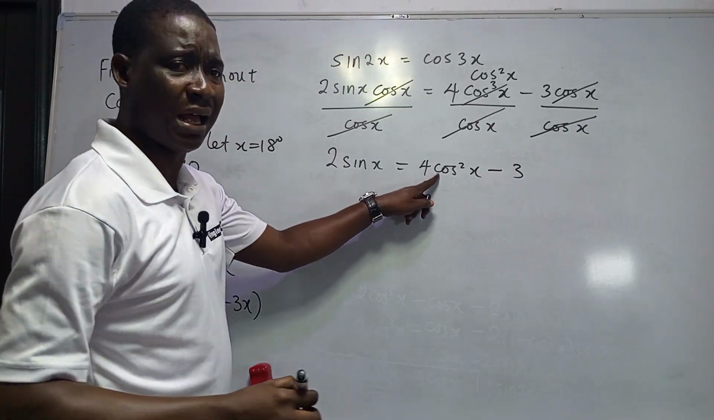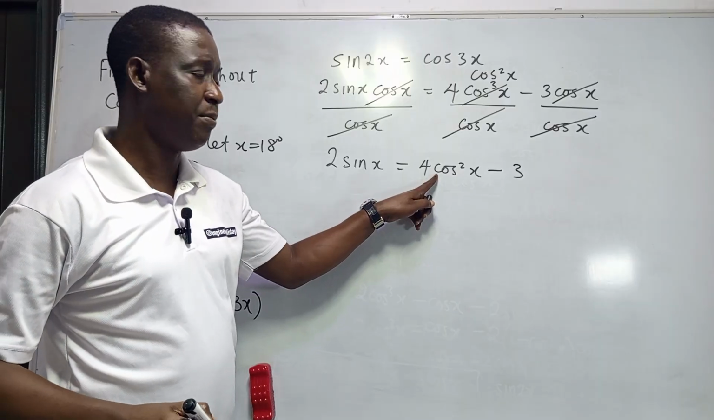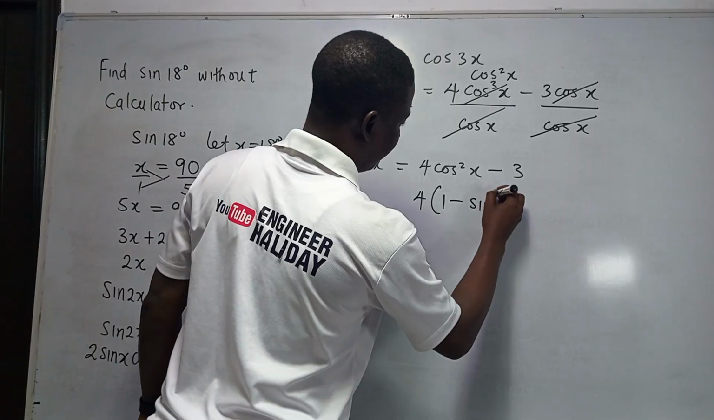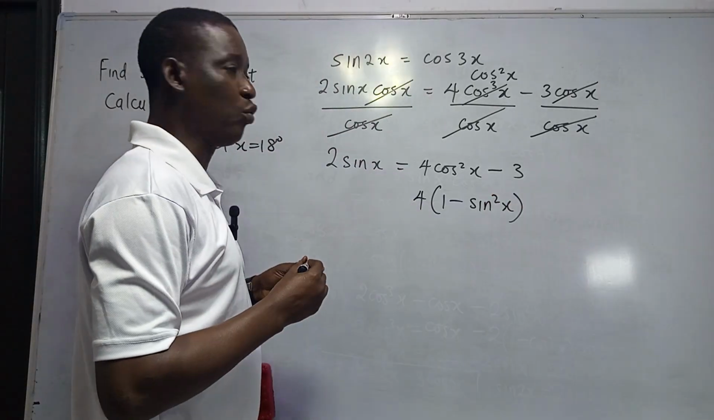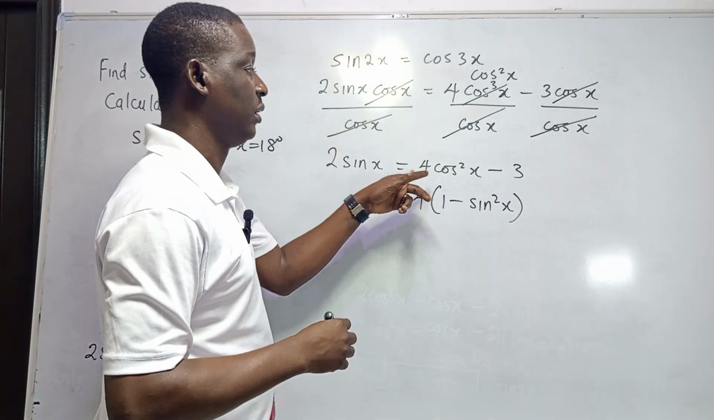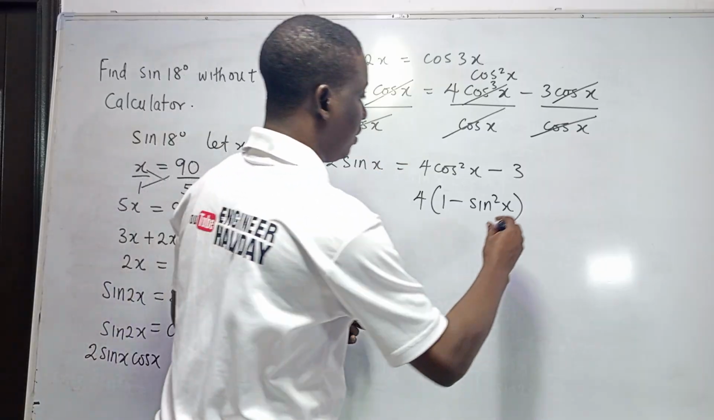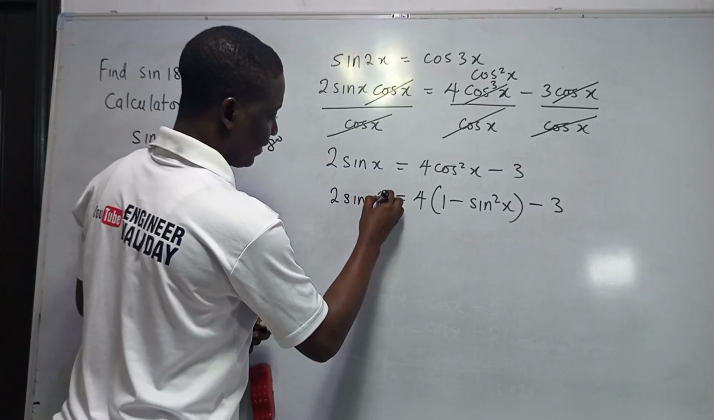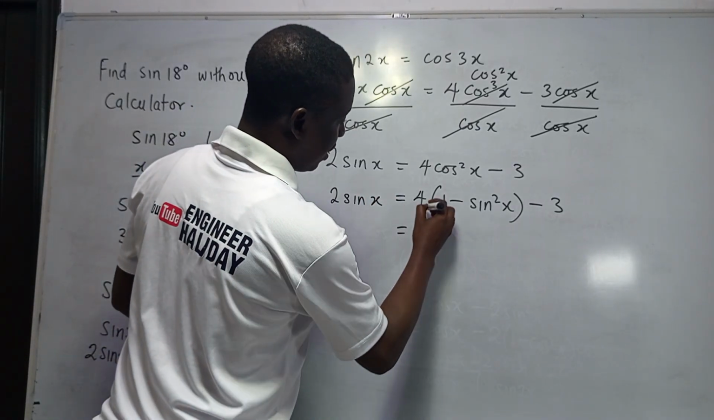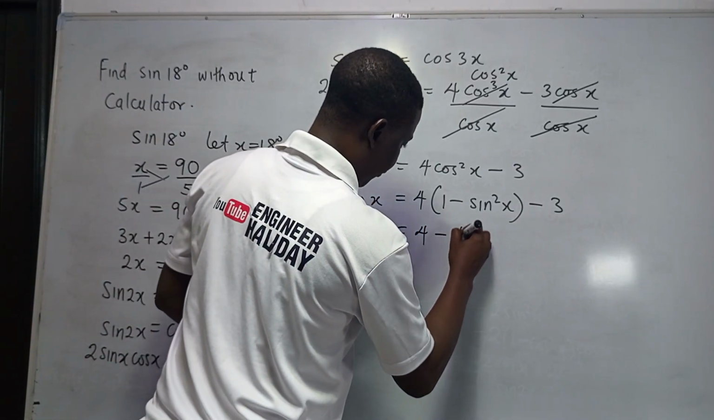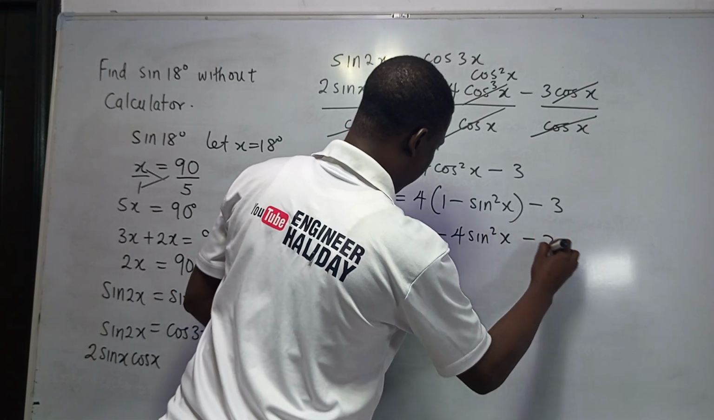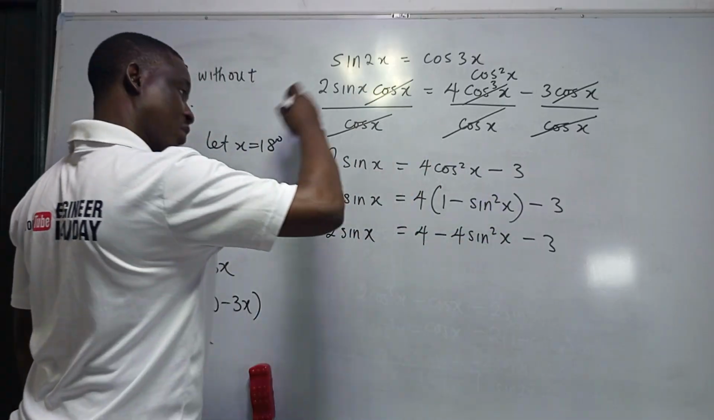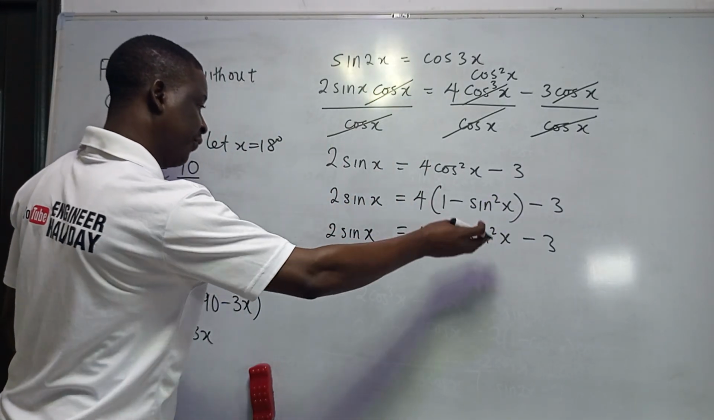Now recall that this one has a function. If you remember, this one is set as 4 into bracket 1 minus sine square x. If you don't know it, go and watch my previous video on trig, where we prove all these things. Now, minus 3 is equal to 2 sine x. So finally, we would have 4 minus 4 sine square x minus 3 equal to 2 sine x. So let's move them over to this place.